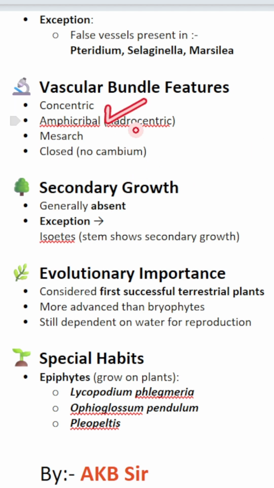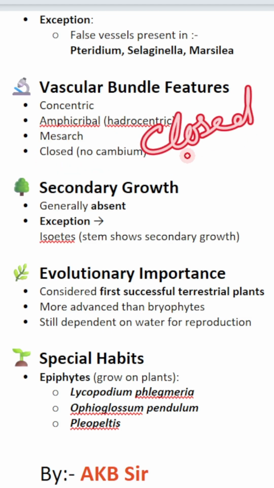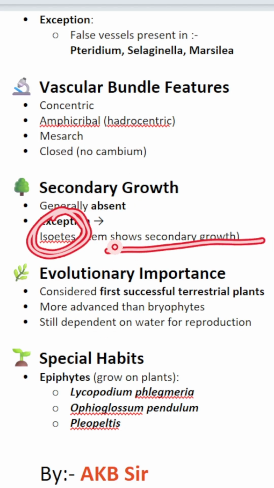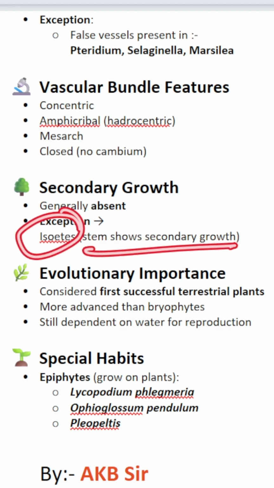This is amphicribal, a concentric arrangement. No cambium present means the bundle is of closed type; if cambium is present, it is called open type. Since cambium is absent, secondary growth is absent. But in Isoetes, very important, secondary growth is found to be present. This is an important question from the NEET point of view.